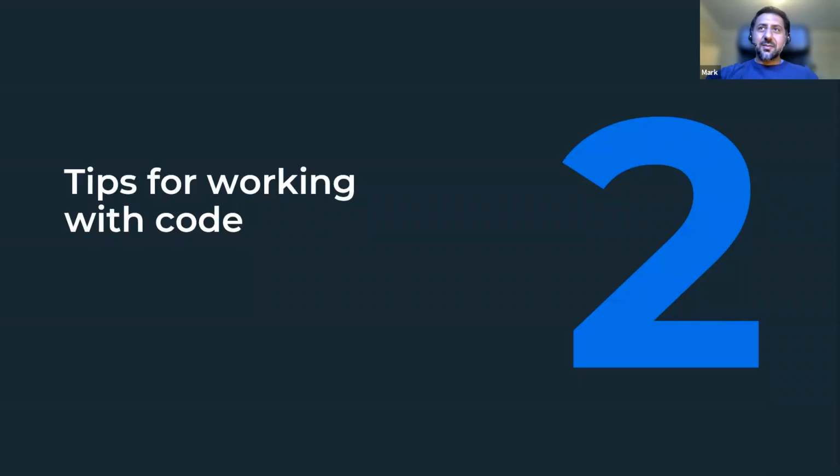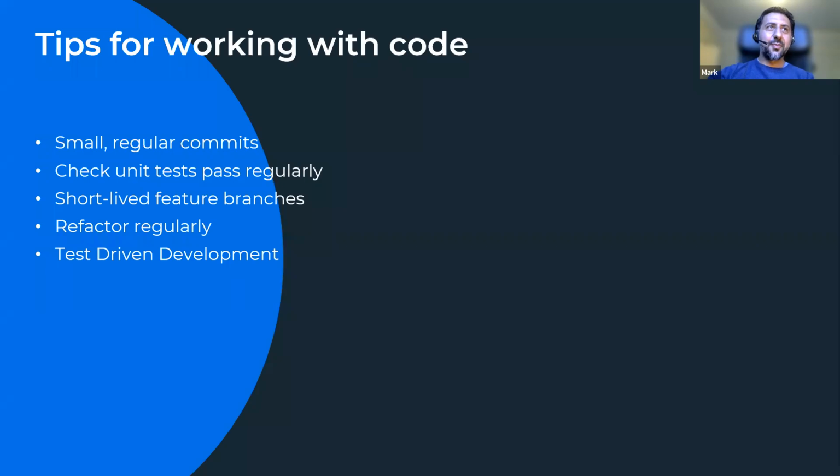Okay, so section 2, well done for making it this far. Tips for working with code. If you've ever been at that point where you've picked up a task, you need to modify maybe 10 files or 15 files. You don't need to do much change to each one, but you definitely need to modify that number of files.